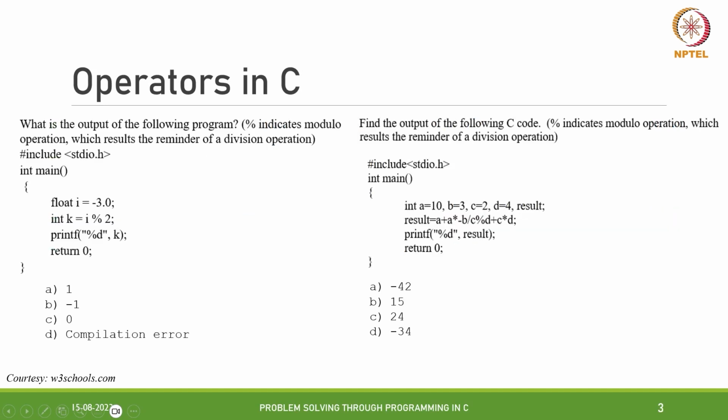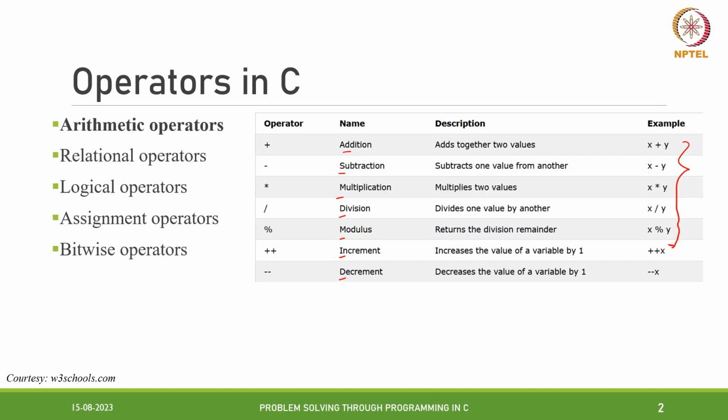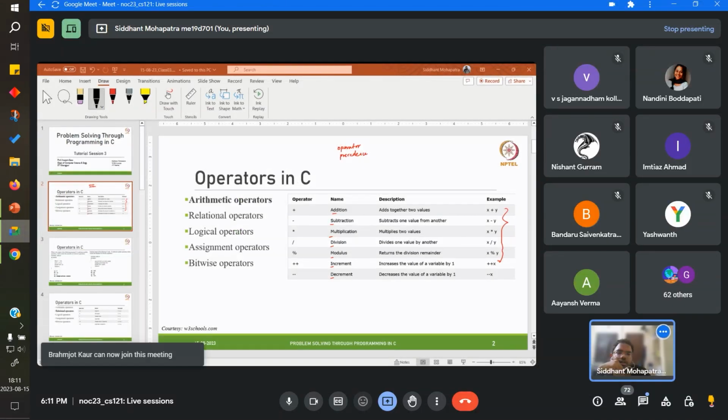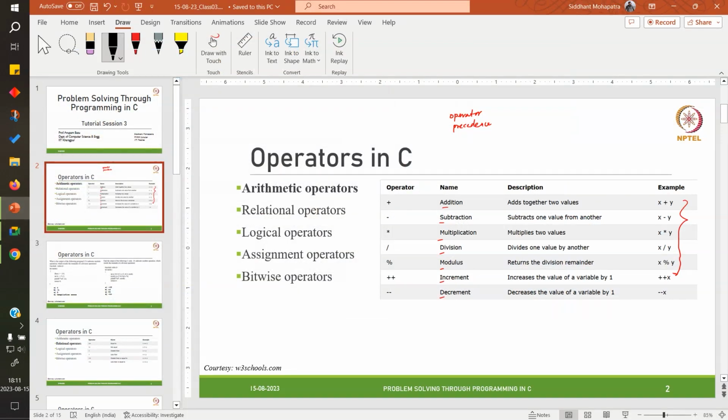We have some questions. Okay, but before going to the questions, I'll tell you what operator precedence is and what operator associativity is. So you have basically a table. Yeah, can you mute please? Yes, thank you.